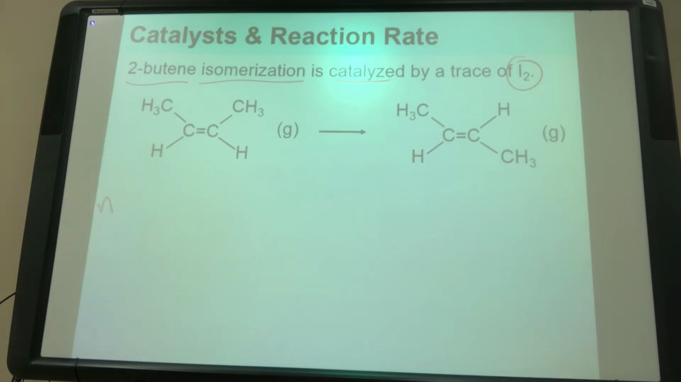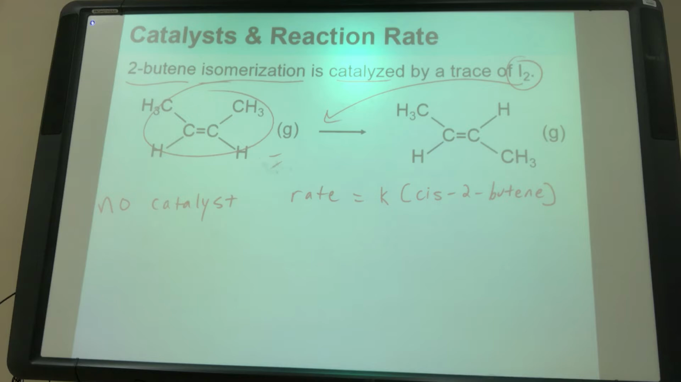So if there's no catalyst, my rate is equal to K times the concentration of cis-2-butene. Okay? If you don't know what cis is, that's fine. Just think rate is equal to K times my reactant. Okay? Now, that's before I add a catalyst. If I add some I2 into the reaction, it speeds up the reaction, but it's not used up. And so because of that, you don't write it as a reactant. It's not like plus I2 as a reactant.